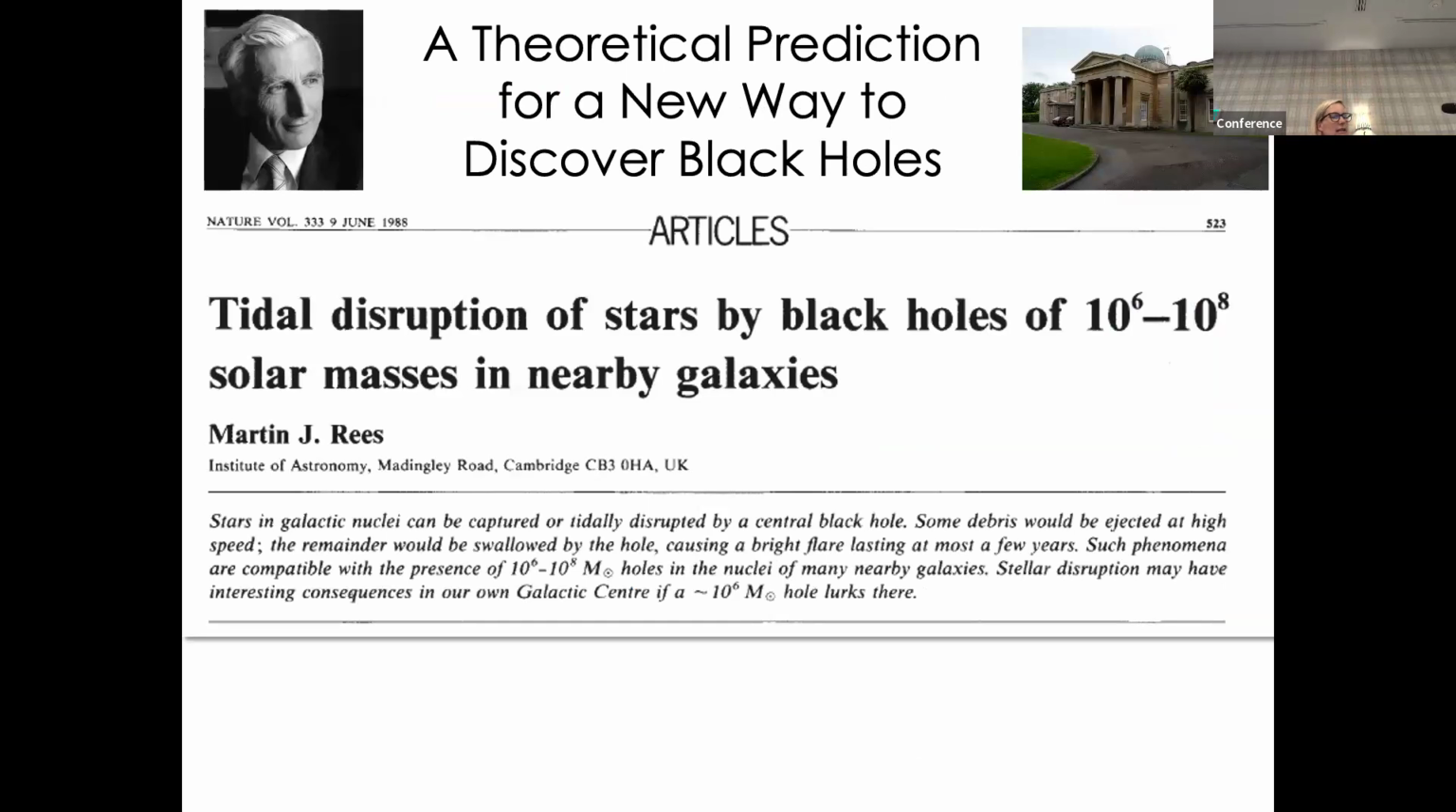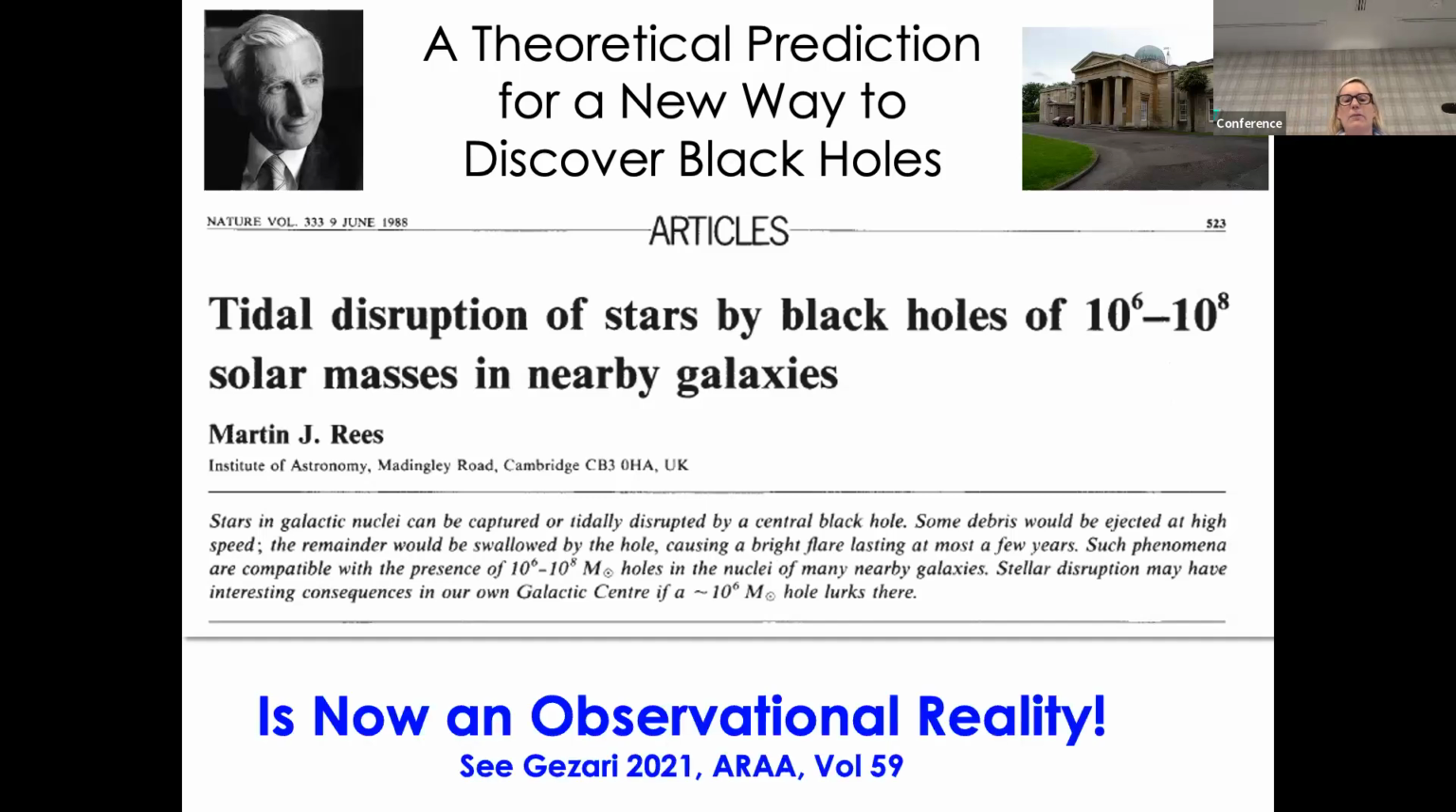So tidal disruption events were originally a theoretical prediction and a new way to discover dormant black holes lurking in the centers of galaxies. In particular, they are sensitive to lower mass black holes, around 1 million to 100 million times the mass of the sun. This was first beautifully laid out theoretically by Martin Rees in 1988. But I'm happy to say that tidal disruption events are now an observational reality, and I'll be showing you why.